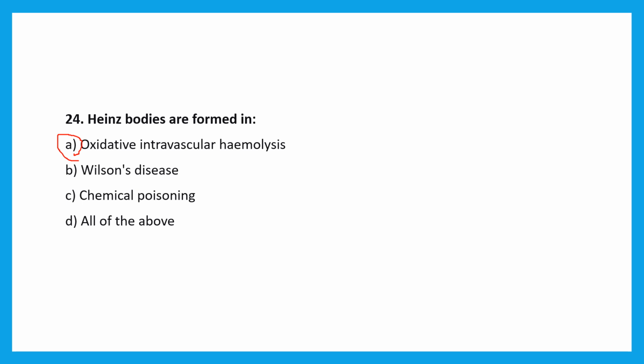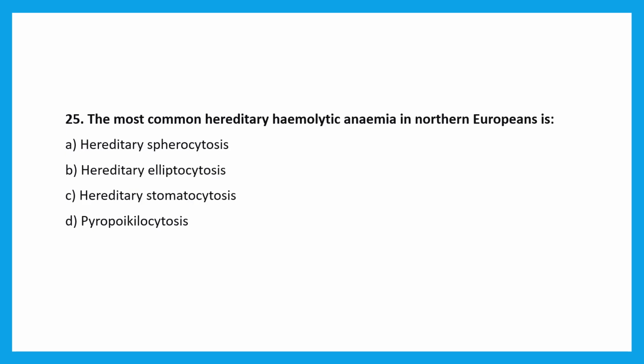Okay, 25. The most common hereditary hemolytic anemia in Northern Europeans is what? Hereditary spherocytosis, hereditary elliptocytosis, hereditary stomatocytosis, pyropoikilocytosis. Which one is the correct answer? So the most common hereditary hemolytic anemia in Northern Europeans is what? This question is direct, isn't it? The answer is hereditary spherocytosis.